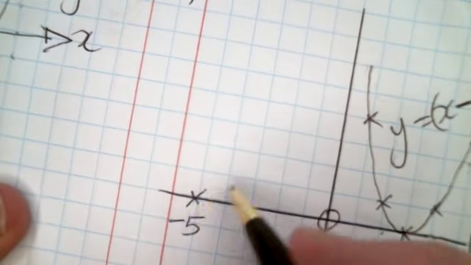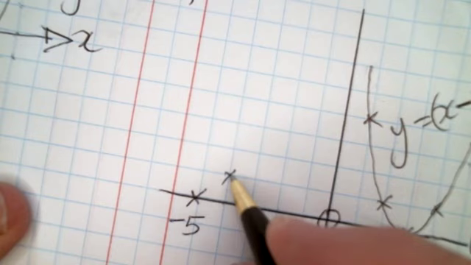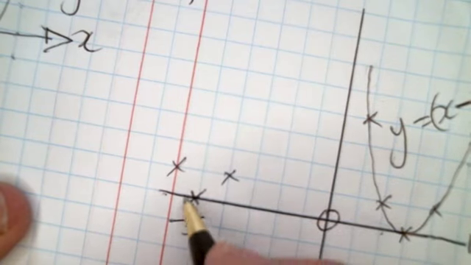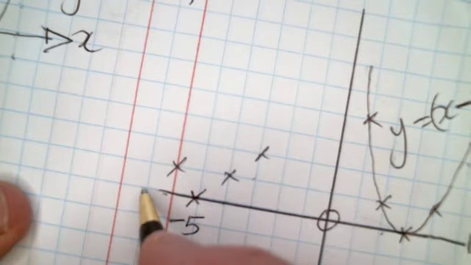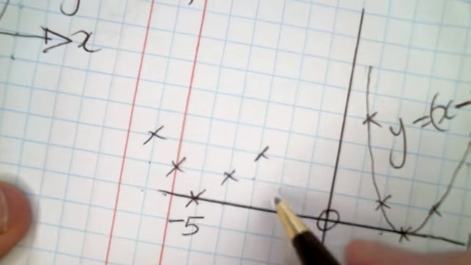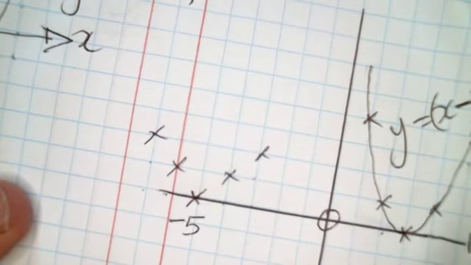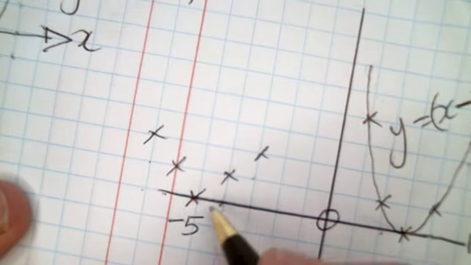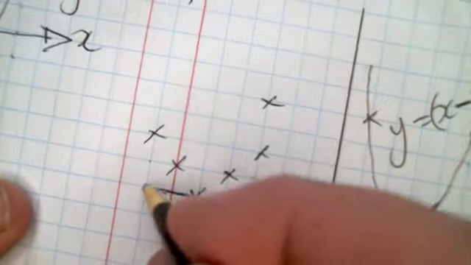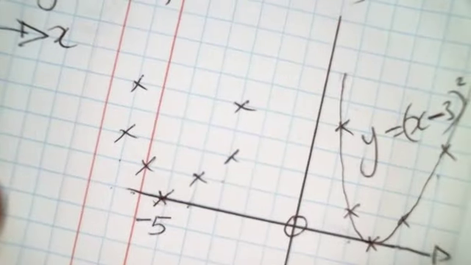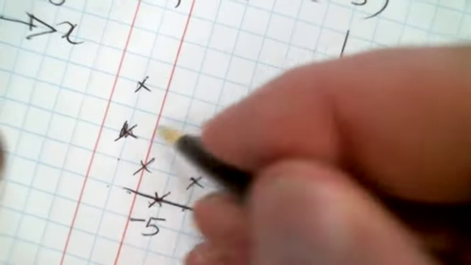So we're going to start here. We're going to go 1 along, 1 up, 2 along, 4 up. Wait, am I doing that correct? 1 along, 1 up. 2 along, 4 up. What am I doing? I'm so sorry. So this doesn't count.